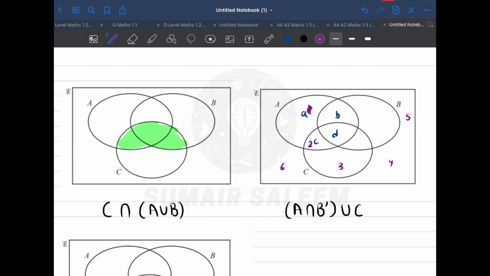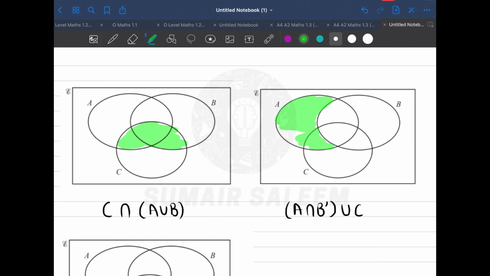So guys, what's the area where there are numbers and letters? This one? Yes or no? So I'm going to shade this. Yes or no? And you're going to erase the rest. Did you get the idea? So which part is done? A intersection B complement this then.